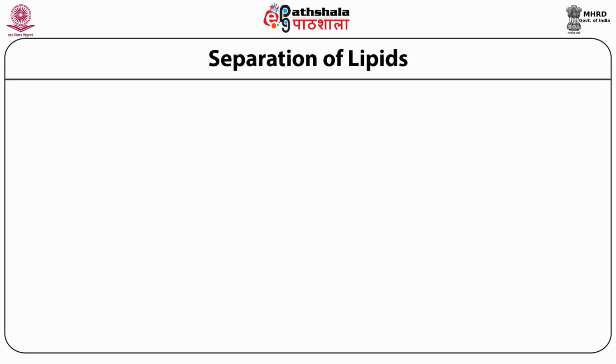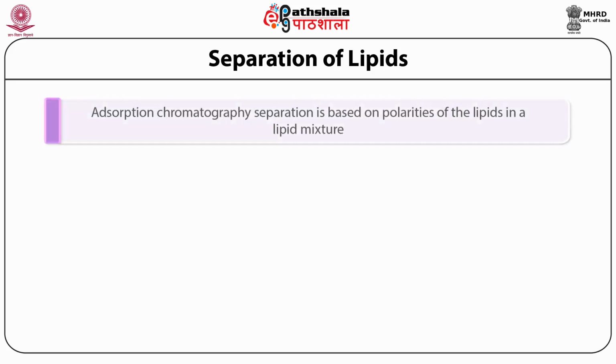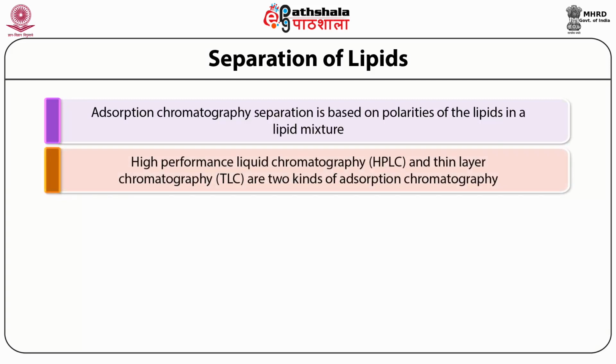Once you have a sample that is enriched in lipids, it's the crude lipid extract that you have. The next step that you would like to do now is to separate the individual lipids from this lipid mixture. In order to do that, we perform adsorption. You make use of adsorption chromatographic methods. So what is adsorption chromatography? In this method, separation is based on polarities of the lipids in a lipid mixture.